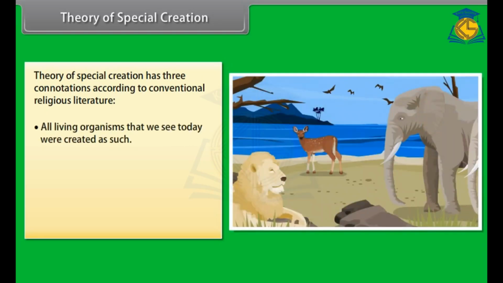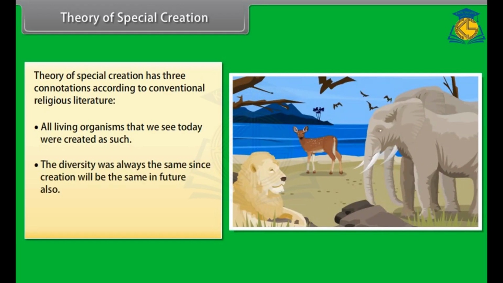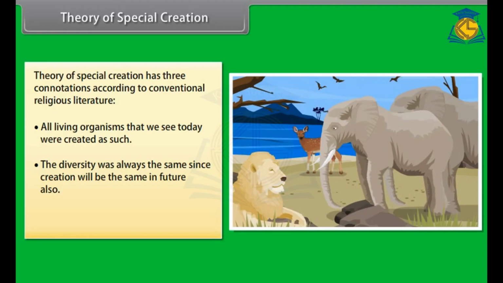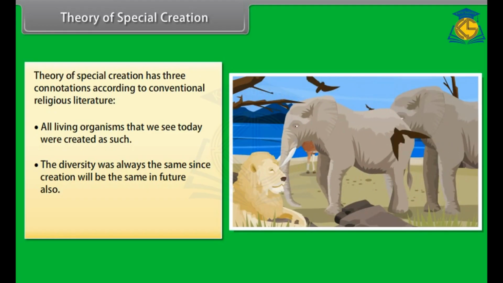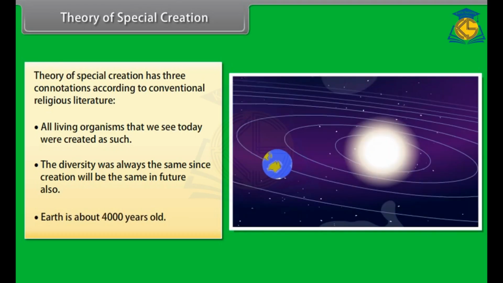All living organisms that we see today were created as such. The diversity was always the same since creation, and will be the same in future also. Earth is about 4,000 years old.